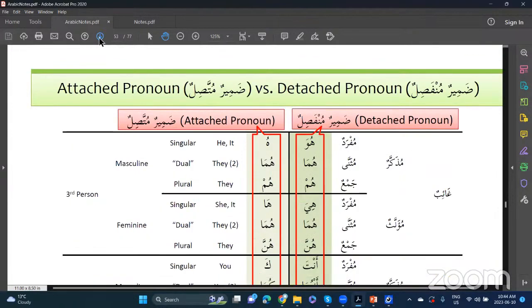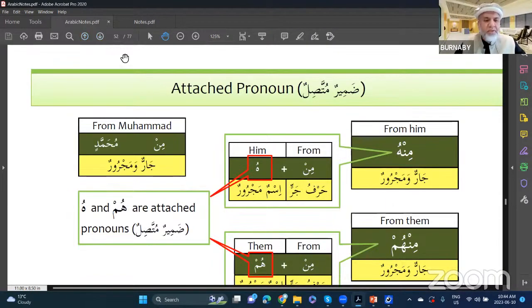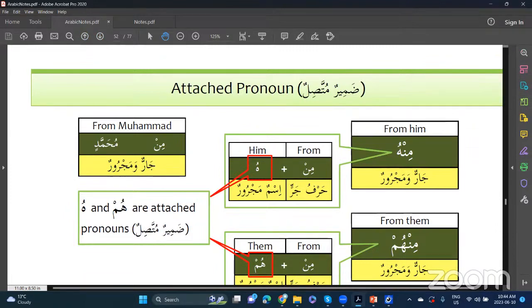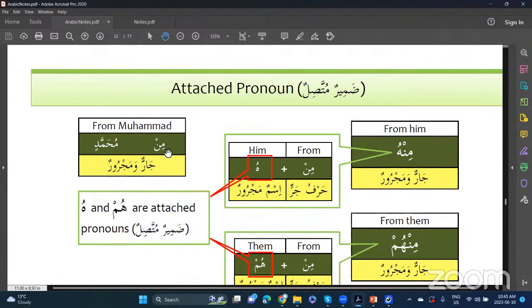Where did it go? Okay, so in this one, you can see the attached pronouns. Isn't that what we're talking about? So look what happens. We use the harf-e jar, min, and then we attach it with hu. So min, hu. Harf-e jarun, ismun, majrurun. Isn't that what we earlier saw when I was doing the demonstration? Yes. Min, Muhammadin.